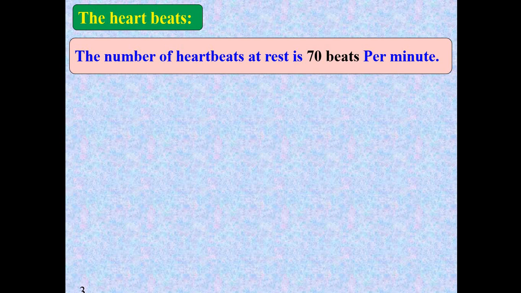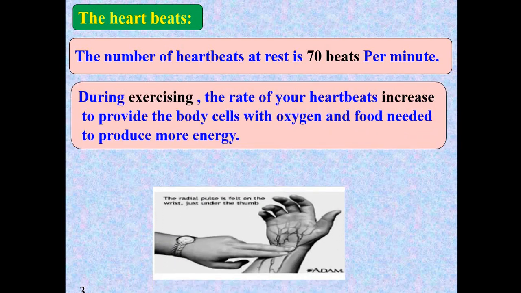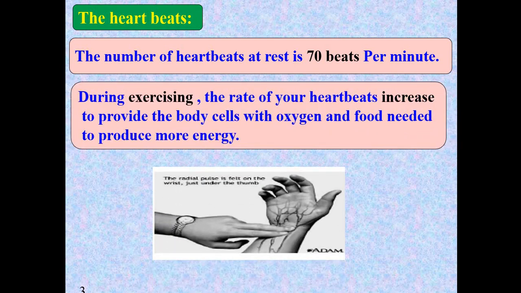We can measure it like this. Put your finger here on the artery. There is an artery moving there, and feel the blub dub of the heart. Blub dub, blub dub. So the number of heartbeats at rest will be 70 beats per minute.